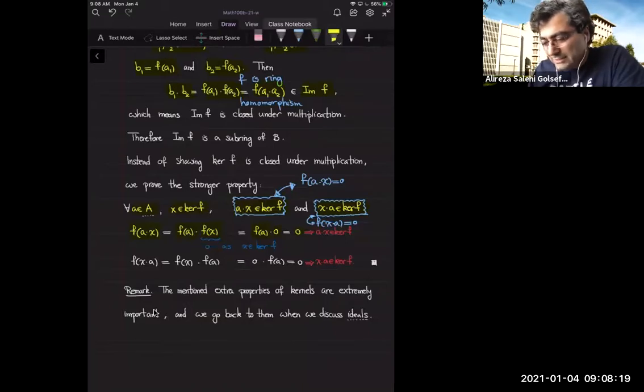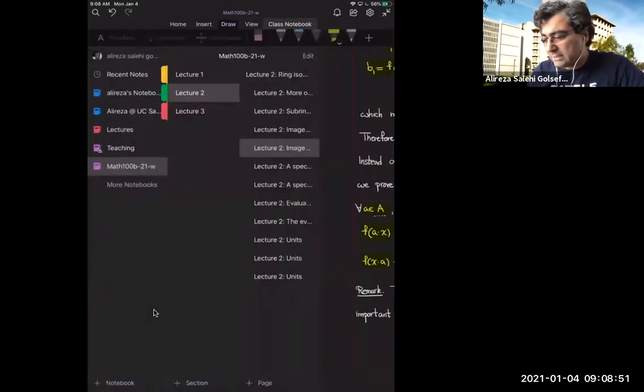So now you see that the same argument goes through when I multiply A from the other side. So this time I use the fact that 0 times anything is 0 and get the desired equality. So overall, we showed that image and kernel, both of them are subrings, and kernel has an extra property that no matter what element you pick from the domain, when you multiply by kernel, you will be still inside the kernel. And we will be using this later when we discuss ideals.